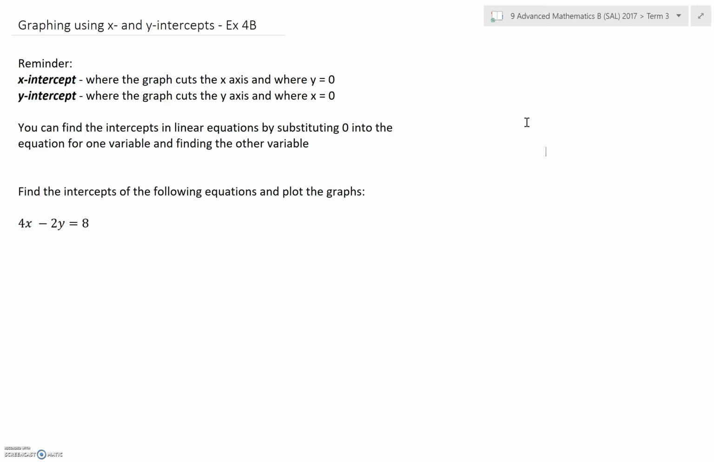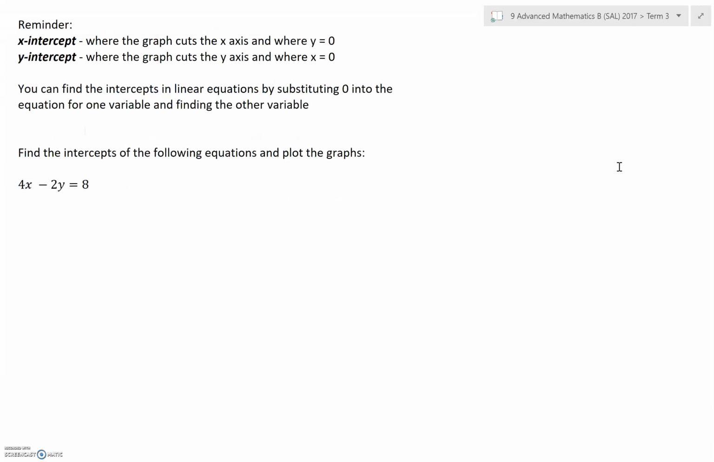So you can find the intercepts in linear equations by substituting 0 into the equation for one variable to find the other one. Now, of course, there are two variables, so we actually need to do this twice each time, but it's a really simple process. And once you've got those two intercepts, we can draw them on our graph and easily plot a line through them. So it's a really good way to draw a linear equation. So let's have a go at that.